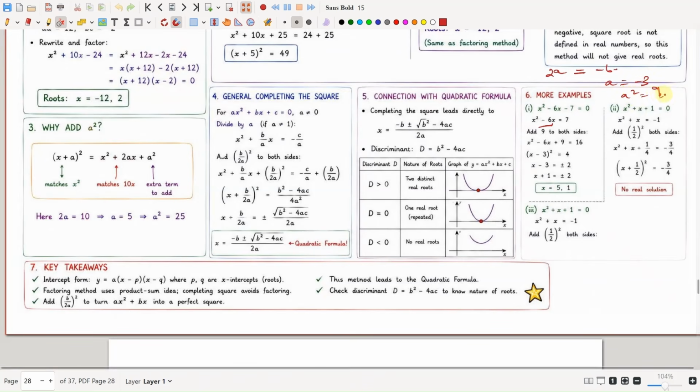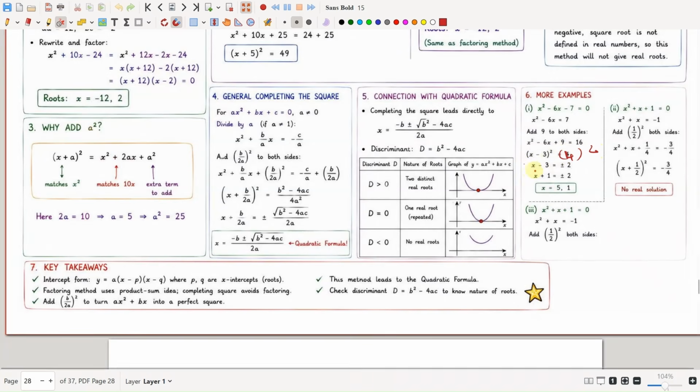Okay, then I'm going to add 9 to both sides. So I'm adding 9 here, plus 9 here. So 7 plus 9 will be 16. So x square minus 6x plus 9 is equal to 16. So this will be x minus 3 the whole square, which is equal to 4 square. So I'm taking the root on both sides.